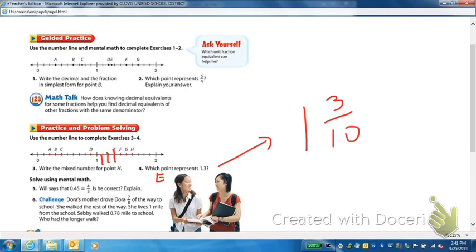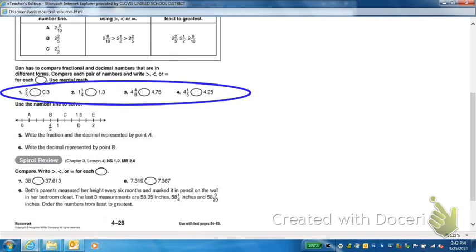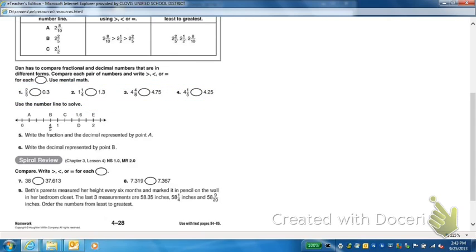Let's take a look at the homework page. 1, 2, 3, and 4, pretty much what we did the last lesson. So you just change the fraction to a decimal and see which one is greater than or less than. Number 5 says, write the fraction and the decimal represented by point A. So there's point A. So we've got 1, 2, 3, 4, 5. I have 5 total lines.